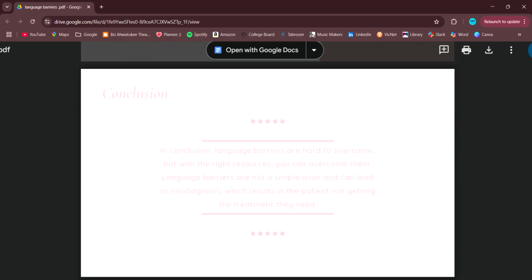So in conclusion, language barriers are very hard to overcome, but with the right resources and services, we can overcome them. Language barriers are very complicated. It's not simple, and it can even lead to misdiagnosis and mistreatment. So it's really essential that we take the effort to advocate and raise awareness for these language barriers and let people know that this is something that we should be taking seriously.